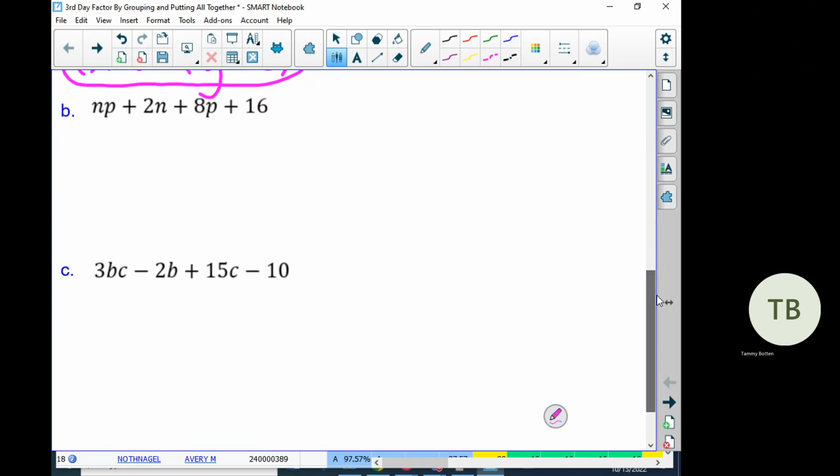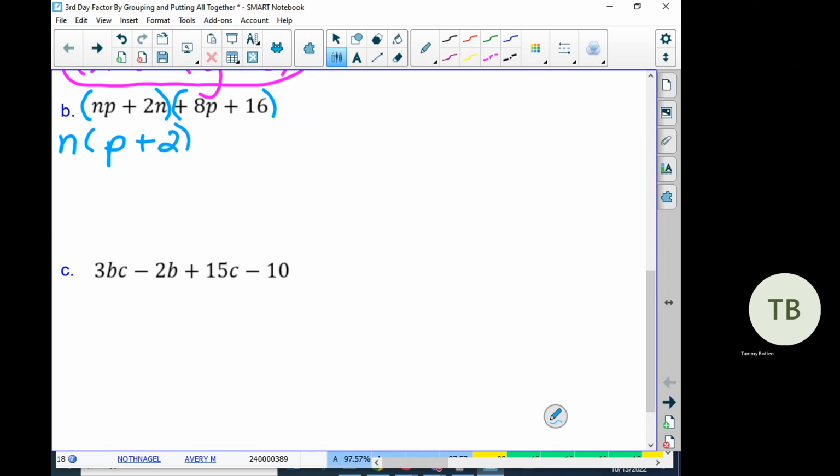It's when they're squared or cubed or something like that that you could. Now I'm going to look at these two and these two and see what I can take out. In this one, they both contain an n, so I can take an n out. I look at n times what gives me np, that's p. N times what gives me 2n, that's 2.